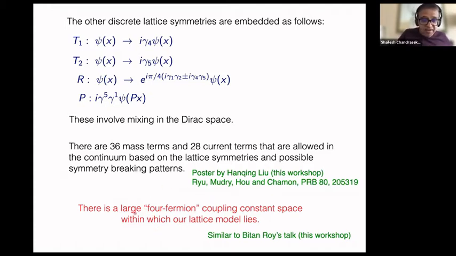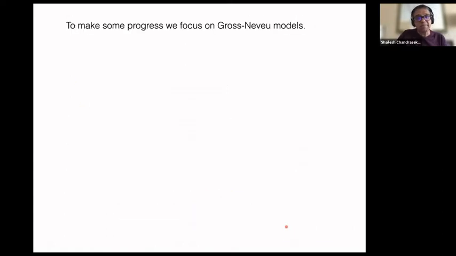Hanqing says that there are actually 5 independent Gross-Neveu couplings one can write down, and then to study the flow diagram in that 5-dimensional space would be a very interesting thing. But for the moment, we have only done a 2-dimensional calculation, as I will show you in a minute.